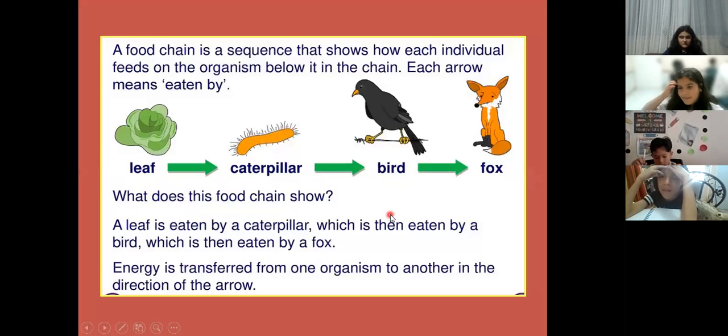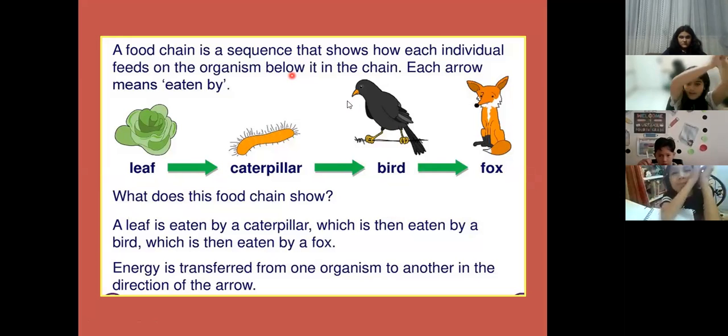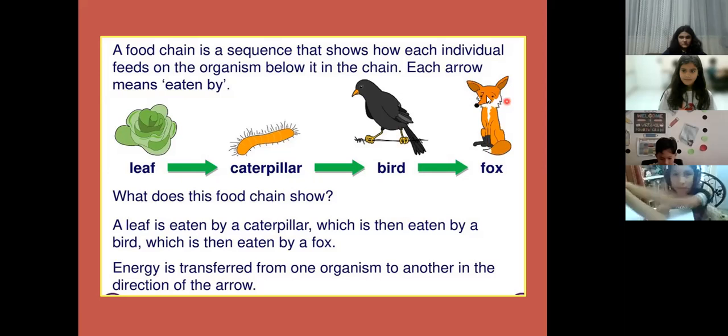Okay, let's continue here. We have a food chain. Remember that it's a sequence that shows how each individual fits with the organism below it in the chain. So you see here, the arrow means eaten by. The leaf is eaten by a caterpillar. The caterpillar is eaten by the bird, and the bird is eaten by a fox.